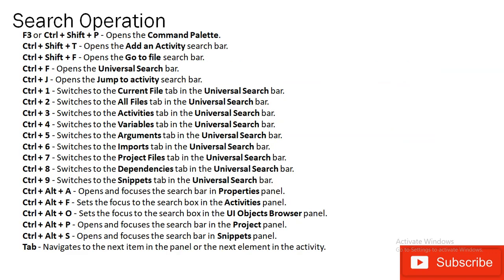Let's move to the next operation, which is the search operation. In search operations, there are different functionalities available on number keys, and in addition some other features are also available. F3 or Ctrl plus Shift plus P will open the command palette for you. In the command palette, you are able to perform whatever command operation you require. Ctrl plus Shift plus T will help you open the add activity search bar.